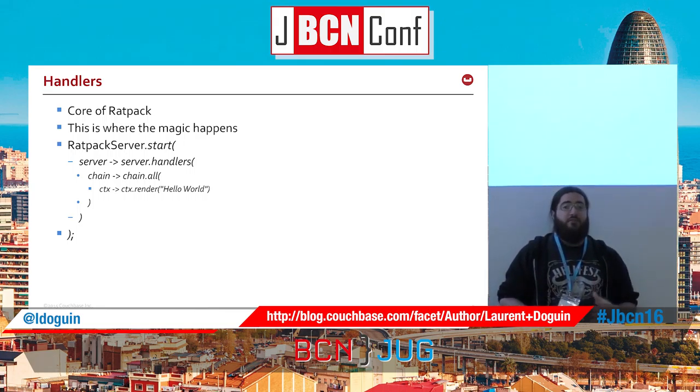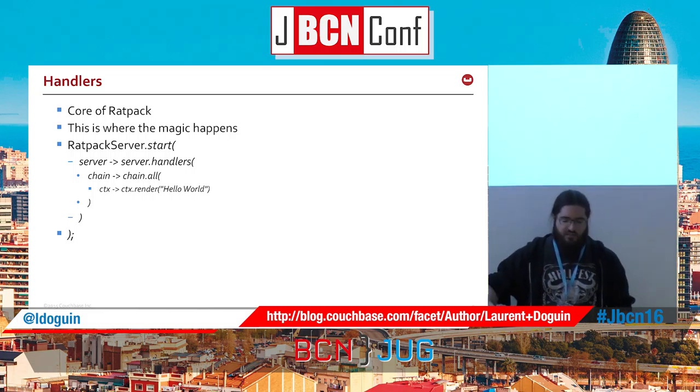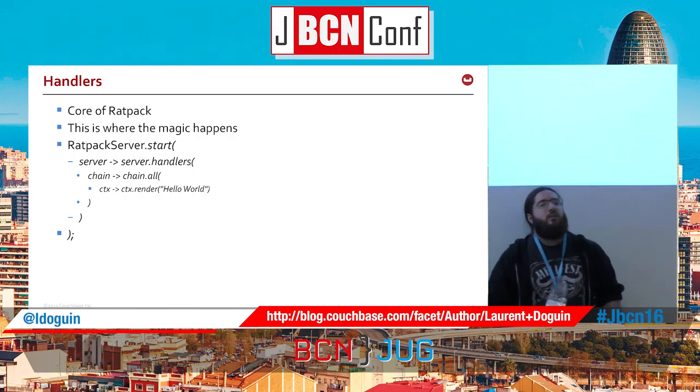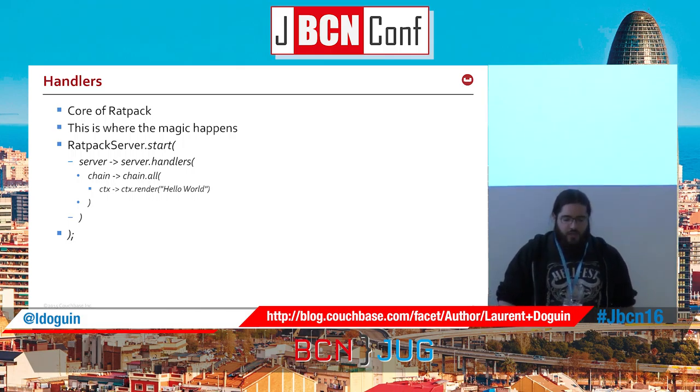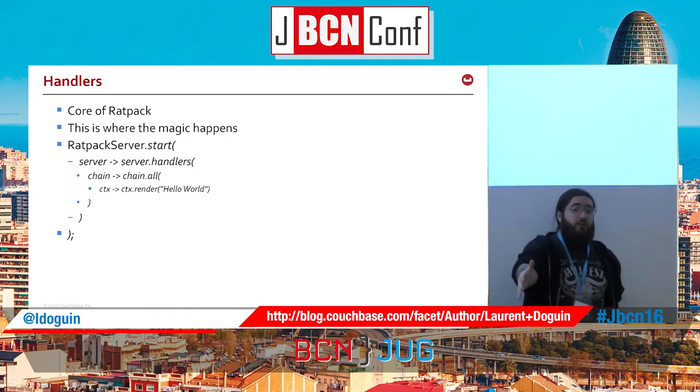So here what I'm saying is for every chain, I don't have any regex. Every request that comes in, that's the chain. I have a context object. Context object gives me my request, my response, and a lot of cool stuff that Ratpack provides as a framework. And I can just hold the print address and you can just send back hello world.